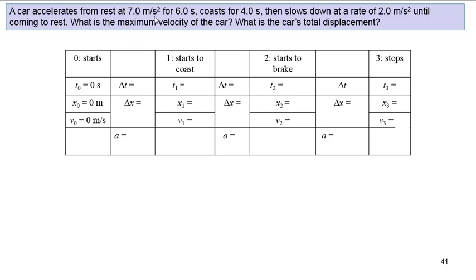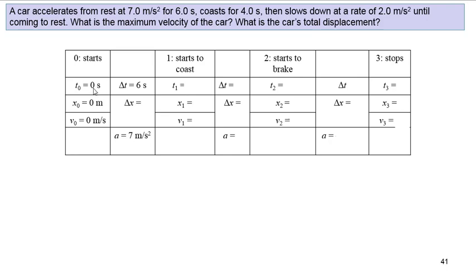We know that it accelerates for 6 seconds. So it's going to have this acceleration for 6 seconds. So delta t here is going to be 6. I don't know delta x, but my acceleration is 7 meters per second squared. And let's keep going here.